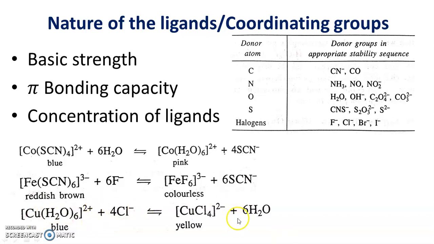Again there is a competition between chloride and water for the reaction. When the concentration of water is more, we get the blue colored hexaaquacopper complex, and when the concentration of chloride is more, we get the yellow colored tetrachlorocuprate ion. So in this way, the nature of the ligand also decides the stability of the complex: basic strength, pi bonding capacity, and concentration of ligands. These are the important factors which decide the stability.